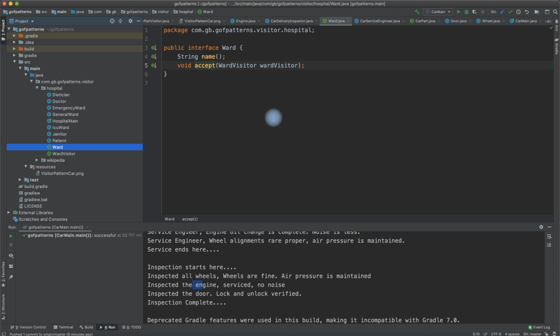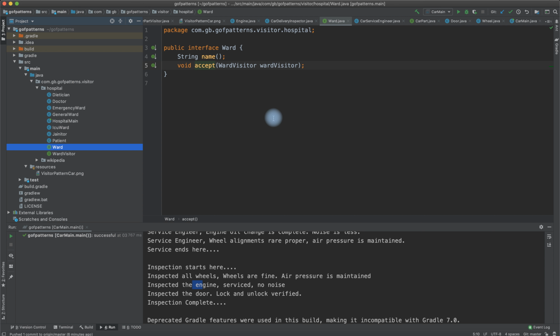And since it is a hospital management system, there is something called patients. That is what we will look into. But patients have nothing to do with the algorithm or the visitor pattern at this point. For this example, I have just included the patient so that the hospital contains all these three.